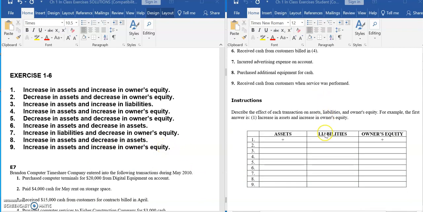We can see the impact of those down here on the equation. Notice that for every one of these, we keep this equation in balance. Assets will always equal the liabilities plus the owner's equity. That's the only way this equation will stay in balance. Okay?